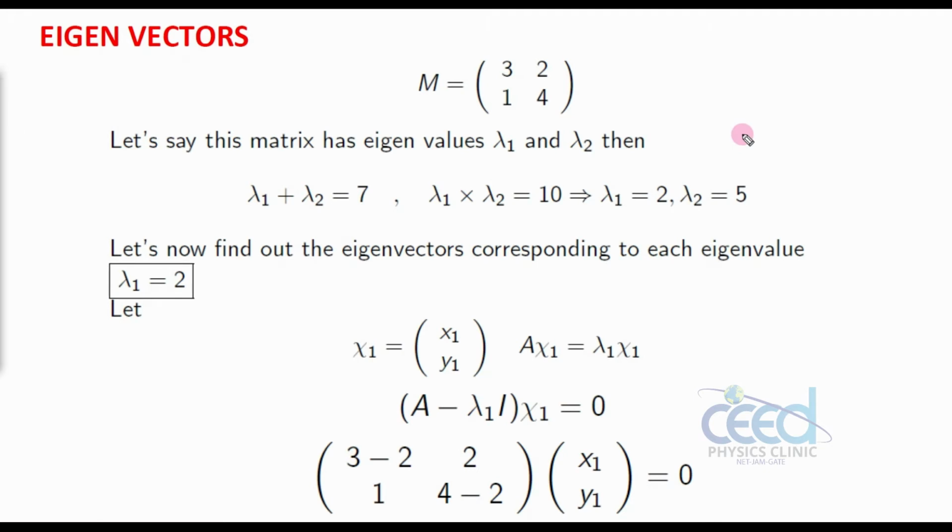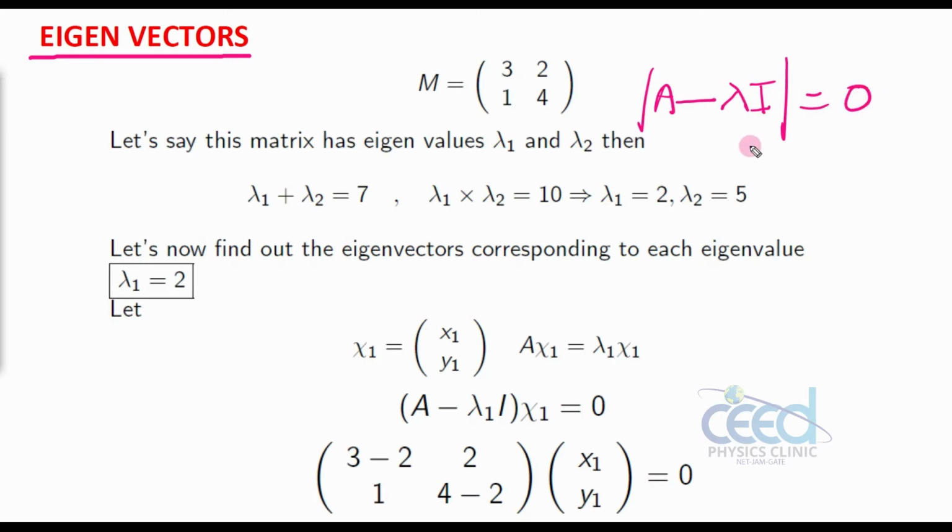Today we are going to start with another topic, that is eigenvectors. In the last lecture we have seen what is eigenvalue, how can we determine the eigenvalue of a matrix. There we have studied the characteristic equation for a particular matrix A, that is determinant of A minus lambda I is equal to 0.